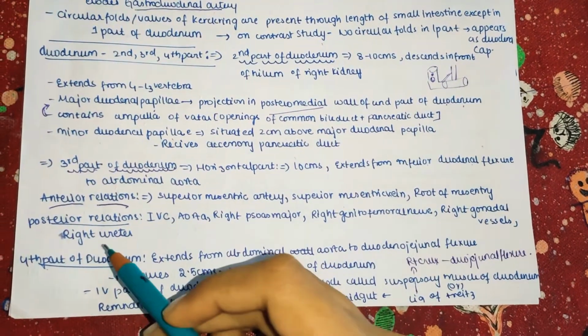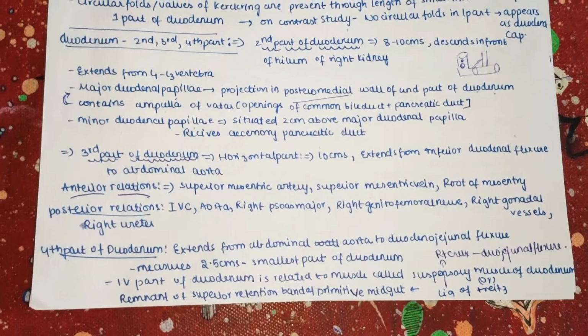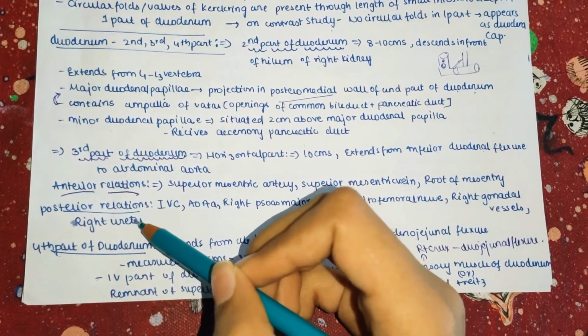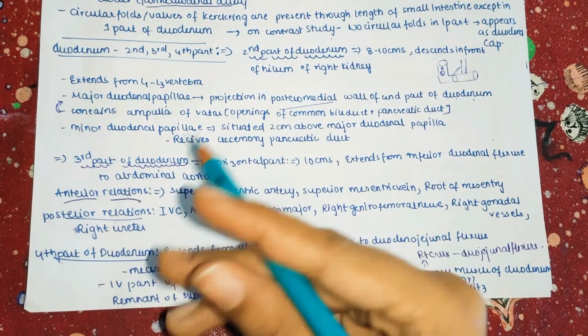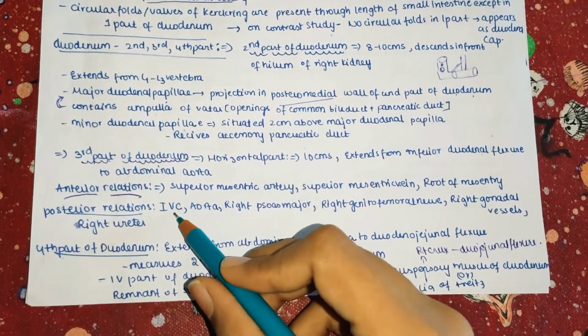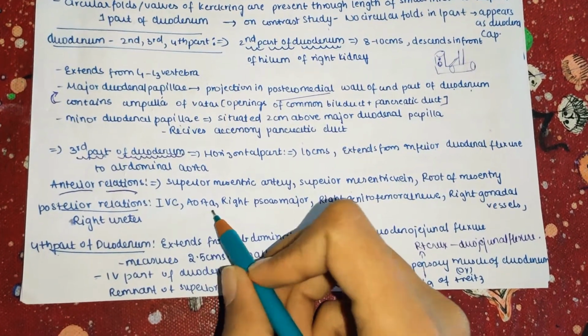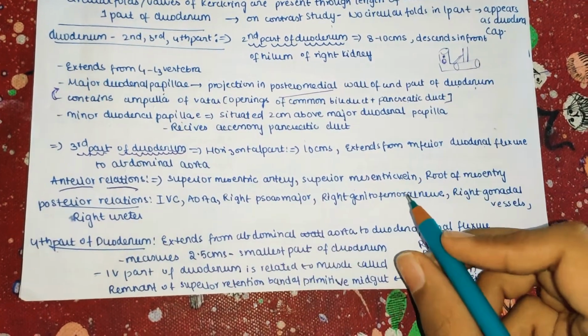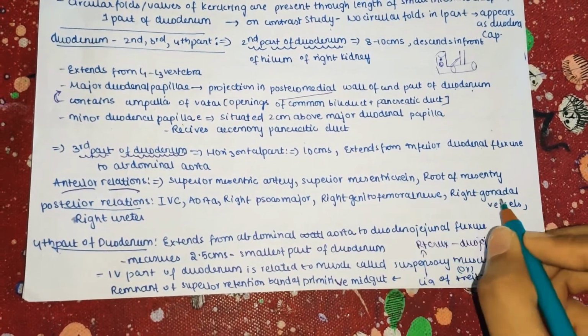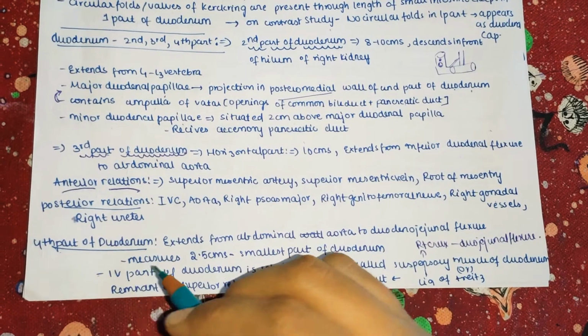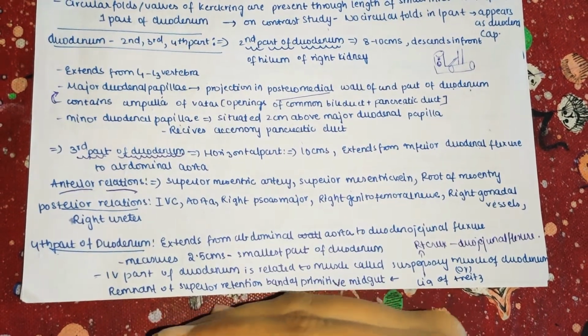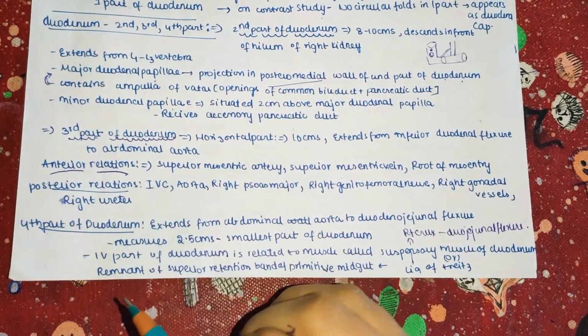Now if you observe the posterior relations, they are similar to the root of mesentery relations. You can see the inferior vena cava, aorta, right psoas major muscle, right genitofemoral nerve, right gonadal vessels, and right ureter. So all these are posterior relations of the third part of the duodenum.